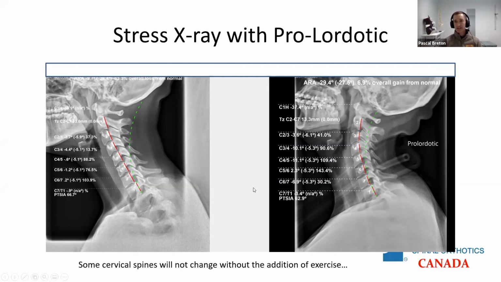Okay. And that was the mistake I made with this young lady at first. I didn't give her a Pro-Lordotic, right? I went by my indications. I thought, okay, maybe she could just do this posture regainer, this thoracic orthotic at home. And after a couple months, I noticed that her posture wasn't changing. Her head was still way forward.